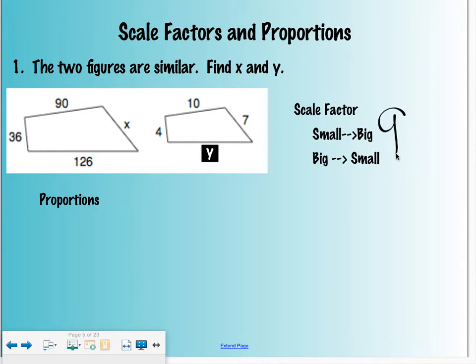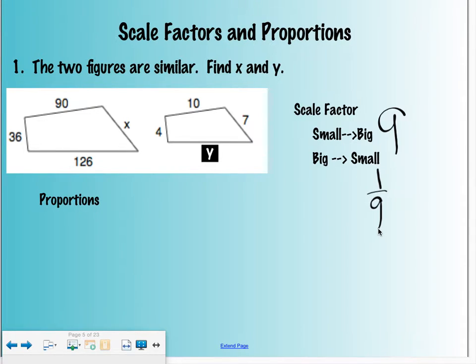Okay, so if small to big is 9, what's a big to small? Maddie? Right, it's the reciprocal. And again, check. Small to big, we're increasing. This is greater than 1, so that makes sense. Big to small, we're decreasing. This is less than 1, so that makes sense.